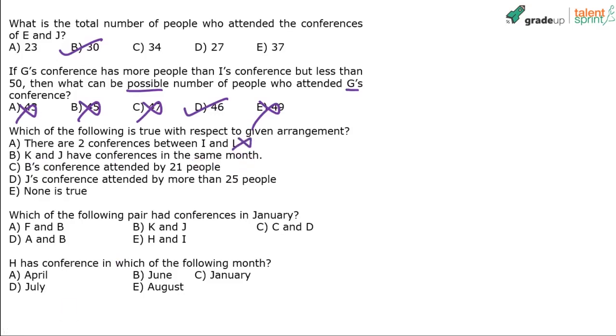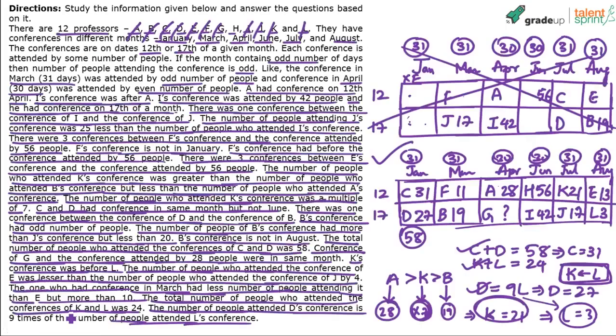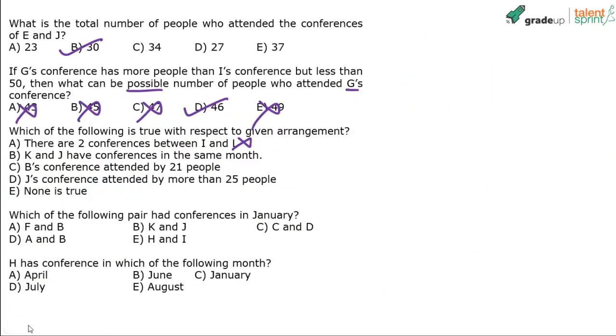K, J have conference in the same month. K, J are in the same month. So this cursor is taking too much time to go back. I'm sorry. K and J are in the same month. Check. Yes, K and J both are in July. Same month. So second option is correct. And hence I'll not worry about the remaining options. I've got the right answer anyways.